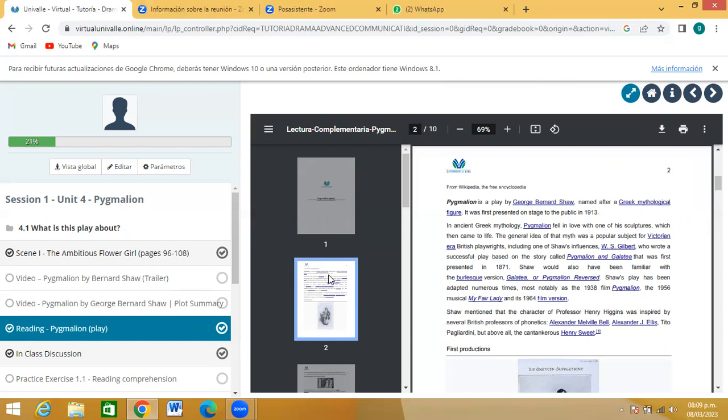Right. So here, as you can see on the screen, it says that Pygmalion is a play that was written by George Bernard Shaw, named after a Greek mythological figure. It was first presented on stage to the public in 1913.